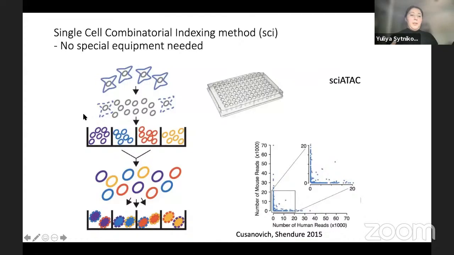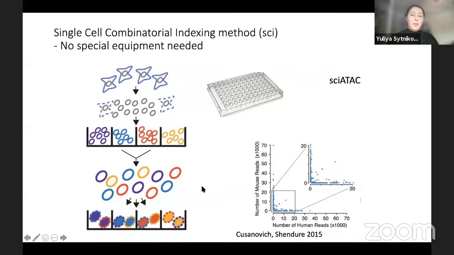So basically, you pipette the suspension of cells into a 96 or other multi-well plate, so that each well would have a small number of cells, like around 20 cells. And each well has specific barcodes, which are introduced, like in the case of ATAC-seq, by transposition. And then after the first barcoding, you again mix cells together and pipette into another 96 well plate with other barcode combinations.